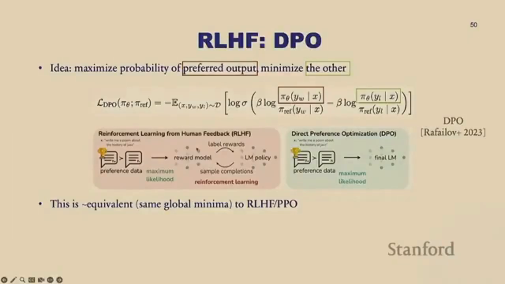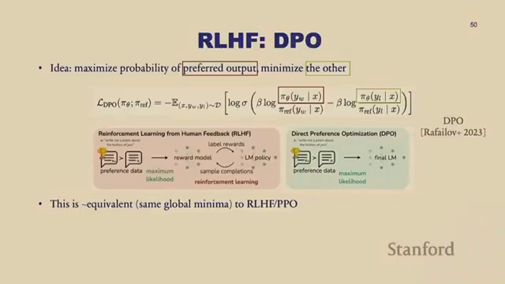It's pretty different from PPO, in the sense that with PPO what you had to do is collect the human preferences, then train a reward model with maximum likelihood, then use reinforcement learning. Now all you do is basically maximum likelihood. Much simpler.